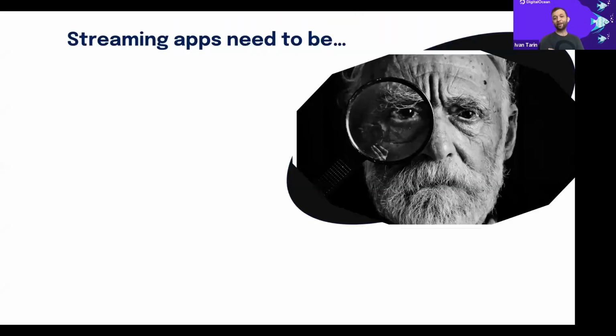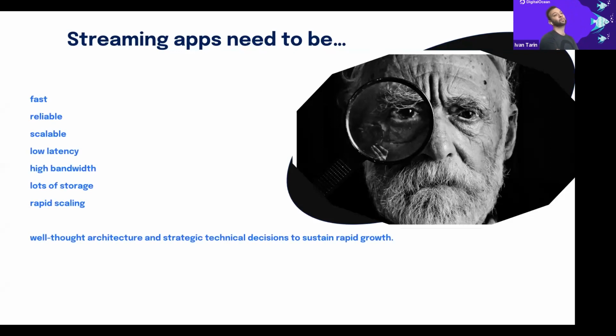And yeah, go ahead and click. So streaming apps need to have these things. So we've cut down like the best attributes for a streaming application. And these are the things that our streaming clients are looking for.